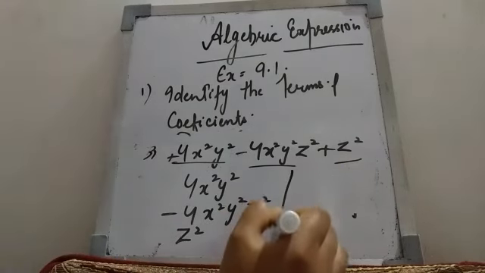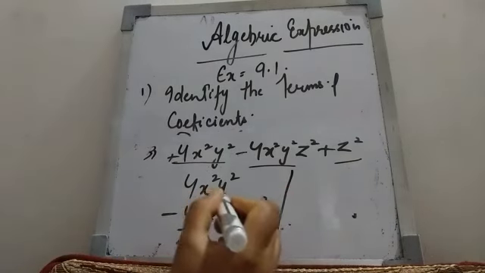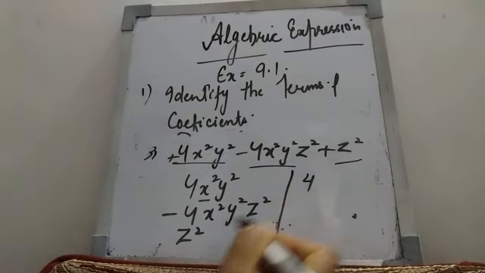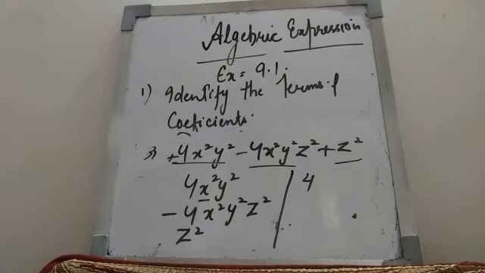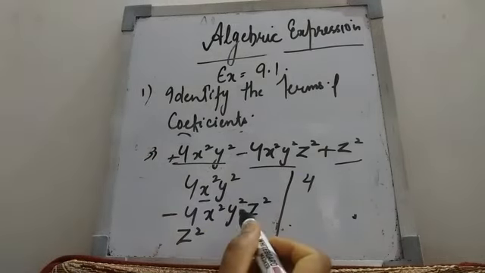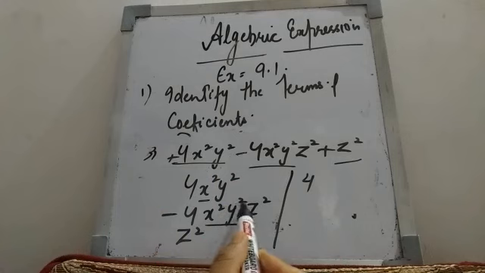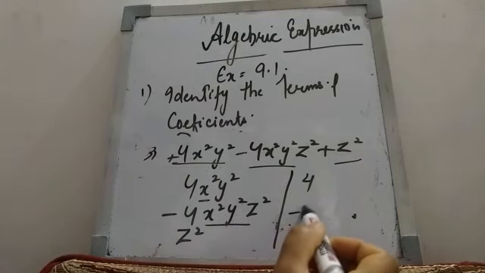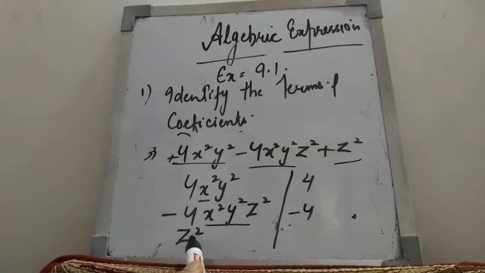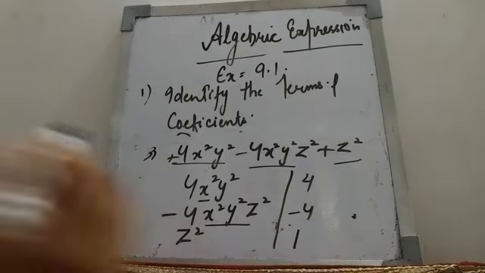Now what are the coefficients? The coefficient of x square y square is 4. Coefficient means the number before these variables. The alphabet terms x, y, z are called the variables. And what is the coefficient of x square y square z square? It is minus 4. And what is the coefficient of z square? I already told you that when there is no coefficient, that means we have to write it as 1.